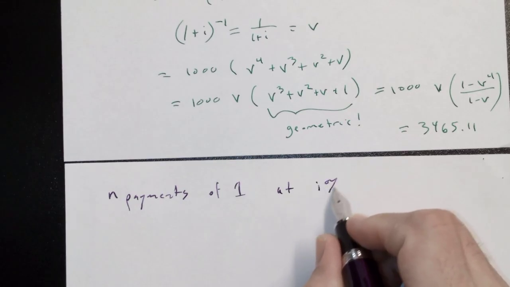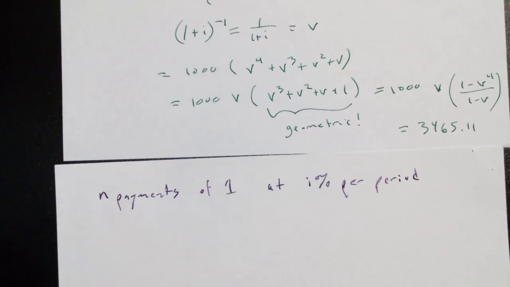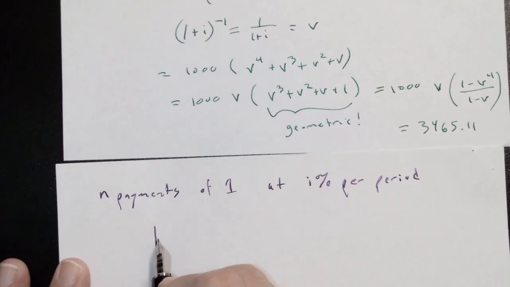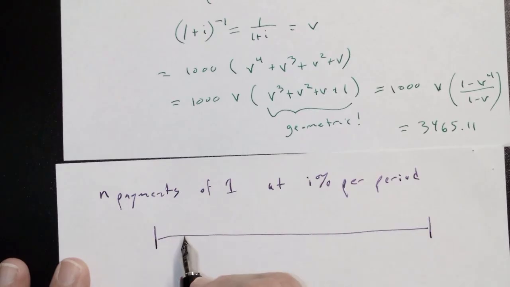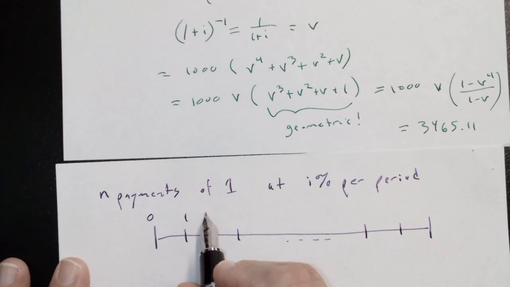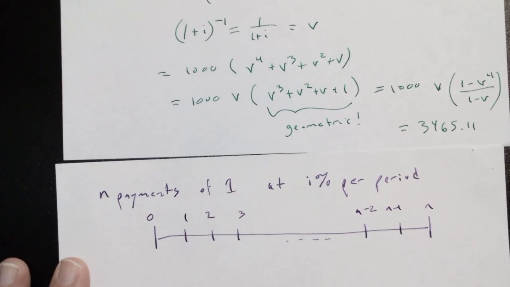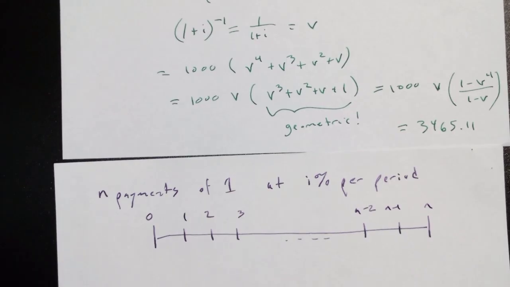At i% per period, then let's think about times 0, 1, 2, 3, n minus 2, n minus 1, n. The first payment is not going to be due today. It's going to be due at the end of the period. So I'm paying at the end. Here is the first payment.